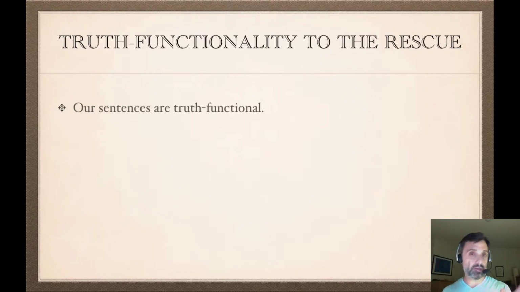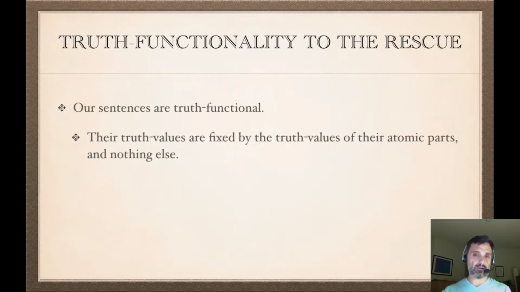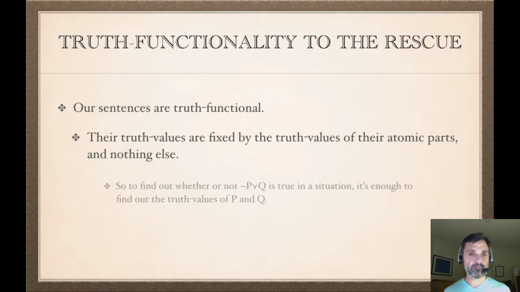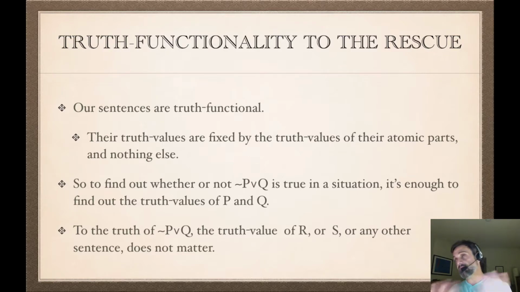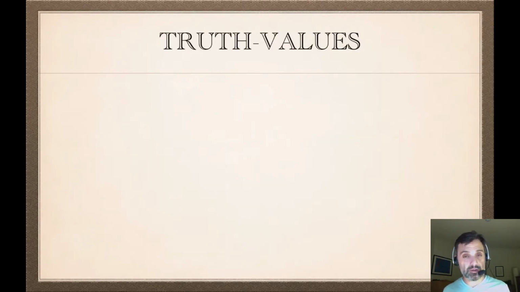Truth functionality is going to help us here. Remember that sentences are truth functional. That means that their truth values are fixed by the truth values of their atomic parts, their sentence letters, and nothing else. And that means that if you want to know whether or not a sentence like not P or Q is true in a given situation, all you need to do is know the truth values of the component sentence letters. And you don't need to know anything else about the situation. Is R true? Who cares? It doesn't matter. And does S matter? No. So who cares what its truth value is? You find out whether or not P is true, whether or not Q is true, and you know whether or not not P or Q is true.